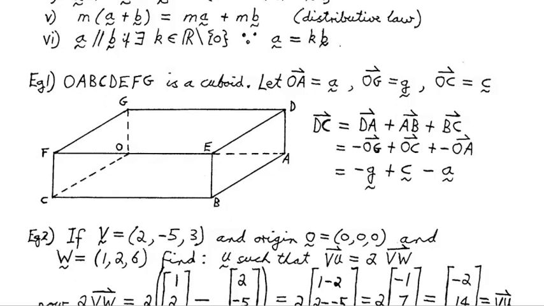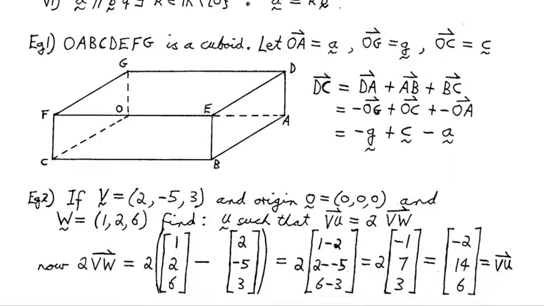It is a cuboid, right? Let OA equal A, the vector A. So from O to A is the vector A. That's along the back wall there at the bottom. O to G, this vertical one here, is the vector G, and then OC is the vector C. So that we can represent the vector DC, that's a vector going from D to C, so diagonally from the top point D all the way across down to C.